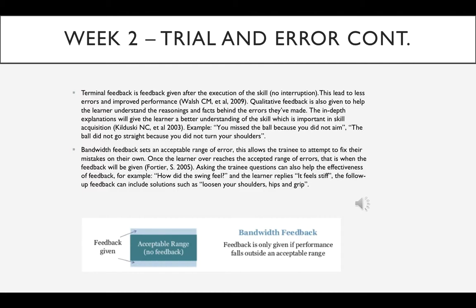Bandwidth feedback sets an acceptable range of error. This allows the trainee to attempt to fix their mistakes on their own. Once the learner overreaches the accepted range of errors, that is when the feedback will be provided. Asking the trainees questions can also help the effectiveness of feedback. For example, how did the swing feel? The learner replies, it feels stiff. The follow-up feedback can include solutions such as loosen your shoulders, hips, and grip.